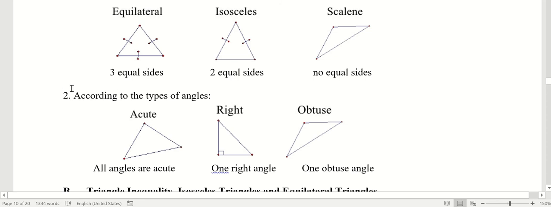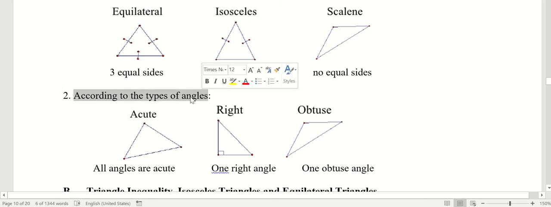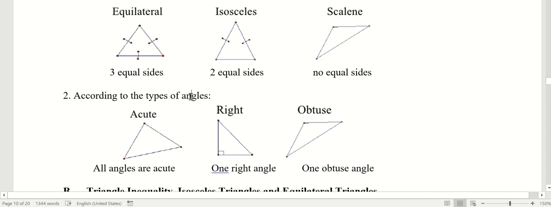Now, the second way to classify is by the type of angles. Let's recall the names we have learned for angles. Number one, acute. Recall the definition of acute: anything between, but not inclusive of, 0 and 90 degrees, so anything smaller than 90 degrees. For acute triangles, all three angles inside the triangle are acute. Next, a very special type of triangle is the right angle triangle.